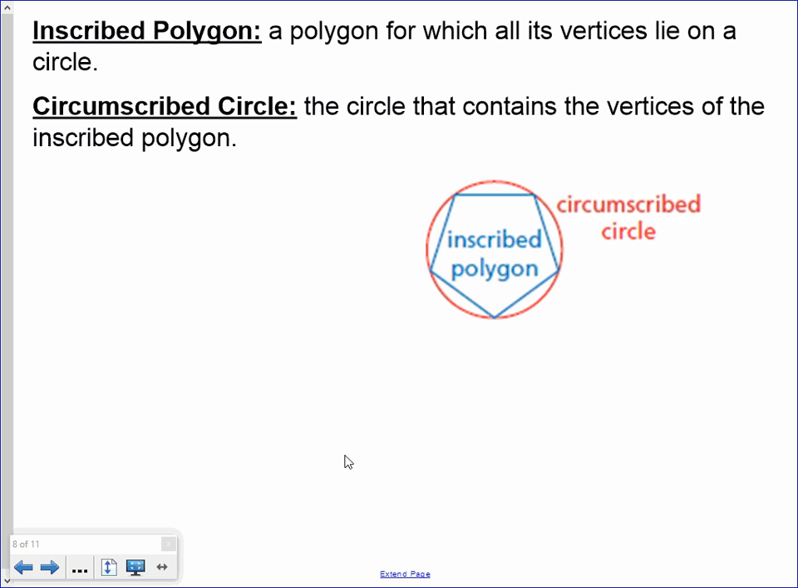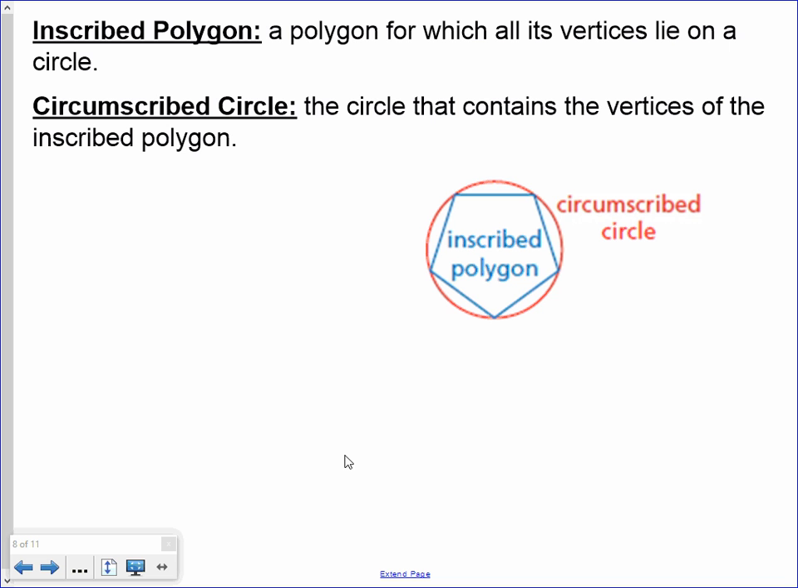So again, an inscribed angle is an angle whose one vertex is on the circle. An inscribed polygon is just a polygon whose vertices are all on the circle. And to remember, polygon just means it has 3 or more sides with no curves and no gaps. We'll get into that more next chapter.